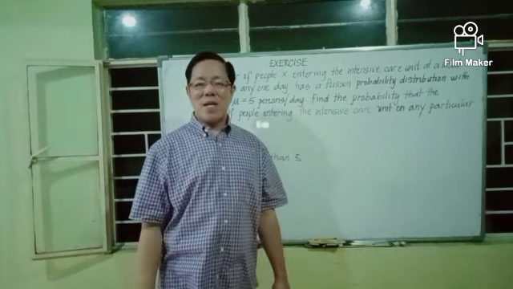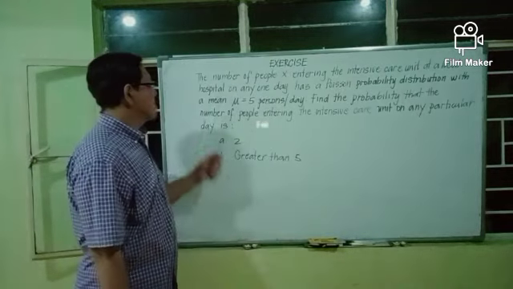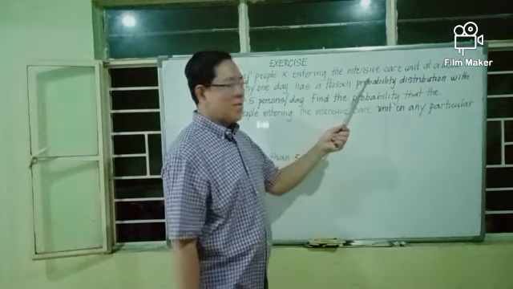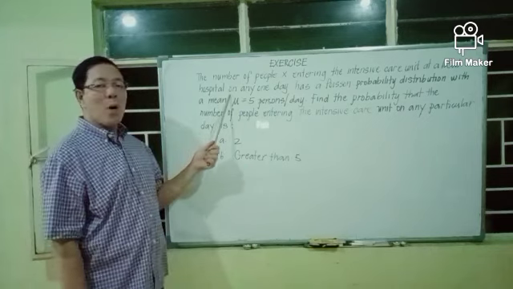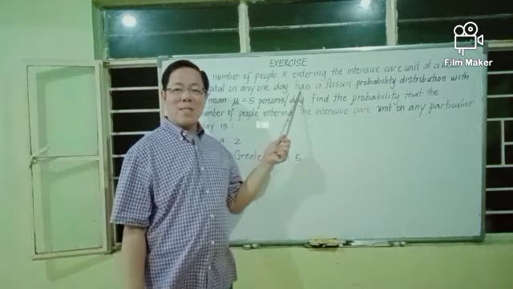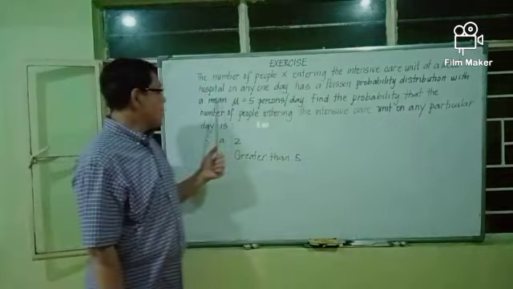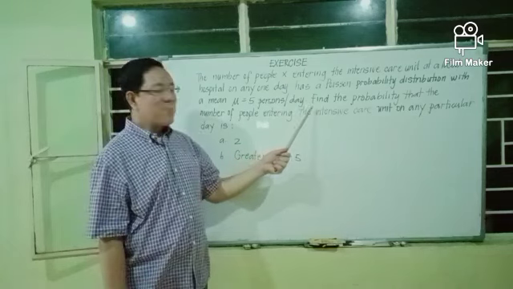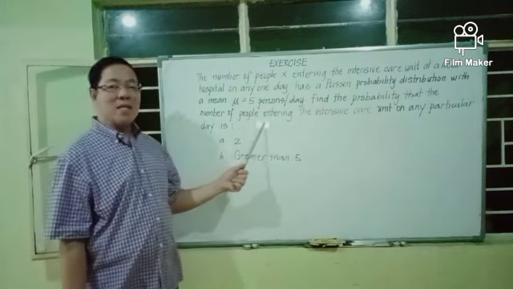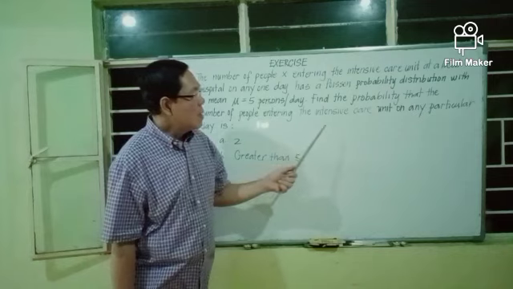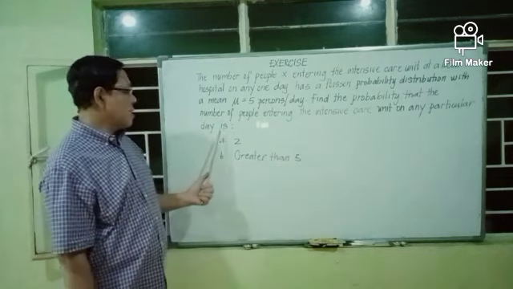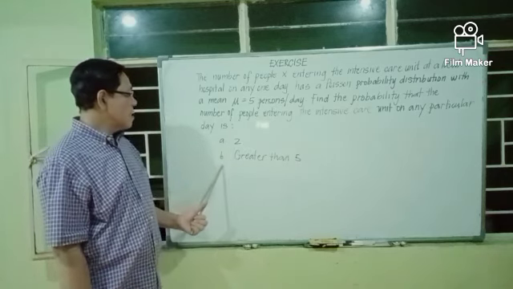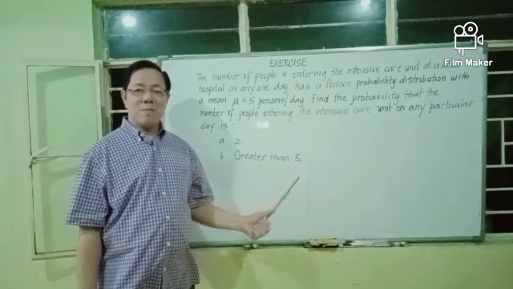For your practice, please try the following exercise. The number of people X entering the intensive care unit at a local hospital on any one day has a Poisson probability distribution with a mean of mu equals 5 persons per day. Find the probability that the number of people entering the intensive care unit on any particular day is A, 2 people, B, greater than 5 people.